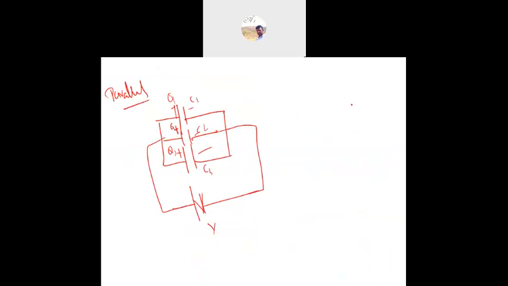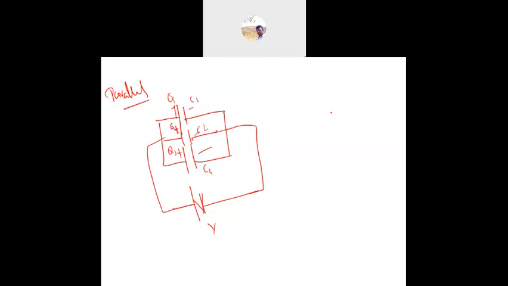So similarly in the resistor, what happens if resistors are connected in parallel? The current will be divided. Similarly in the capacitor, here the charge will be different. When connected in series, the charge will be the same.